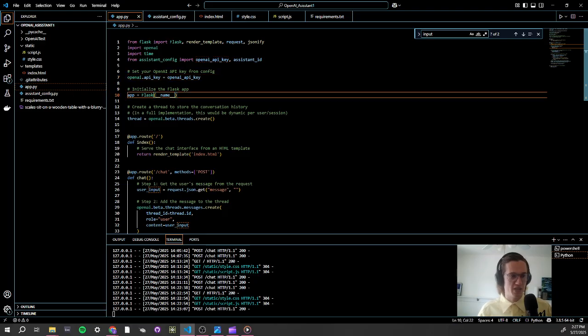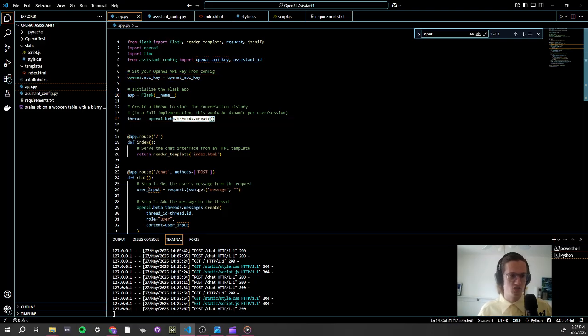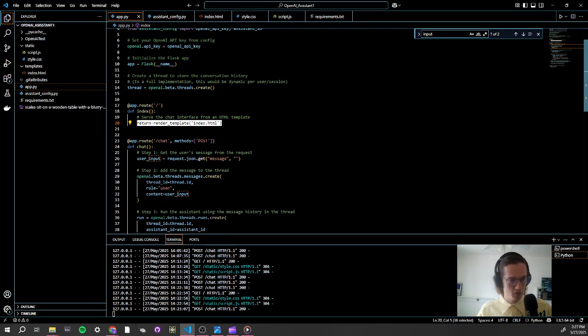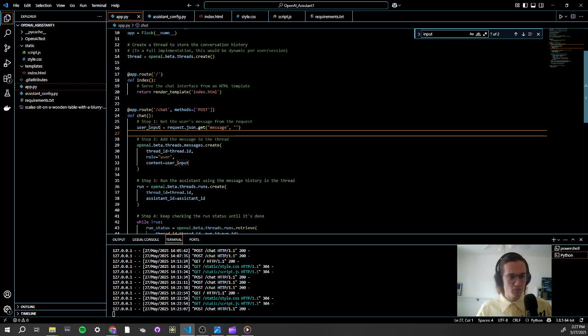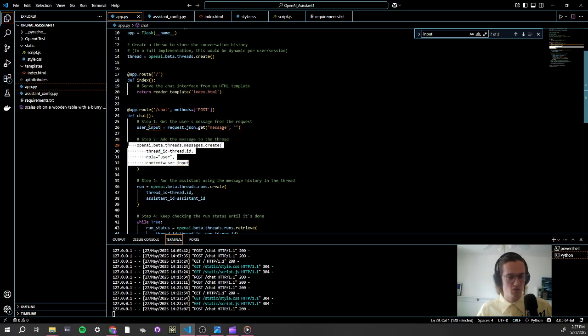I'm initializing the Flask app. I am using the thread to store the conversation library. I am serving the chat interface from an HTML template. So that's my HTML file I'm pointing to here. I'm getting the user's message from the request JSON. I am adding the message to the thread.